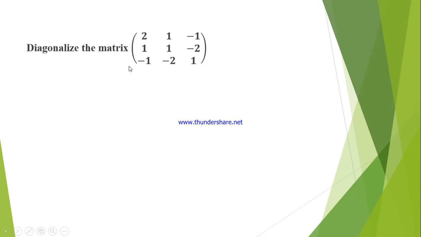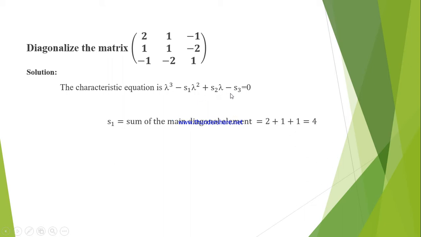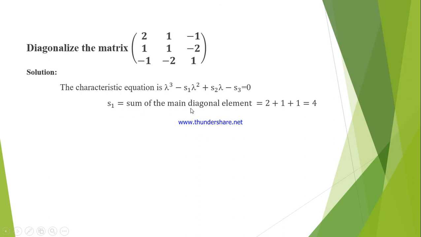So we can see this problem: diagonalize this matrix. First we have to find the characteristic equation, lambda cube minus S1 lambda square plus S2 lambda minus S3 equal to 0. S1 is the sum of the main diagonal elements. The main diagonal is this one, 2, 1, 1. We have to add these three elements. 2 plus 1 plus 1 is 4.